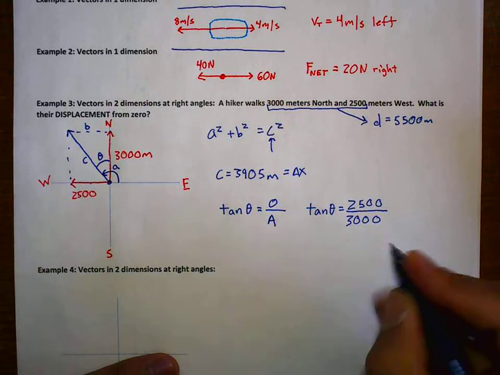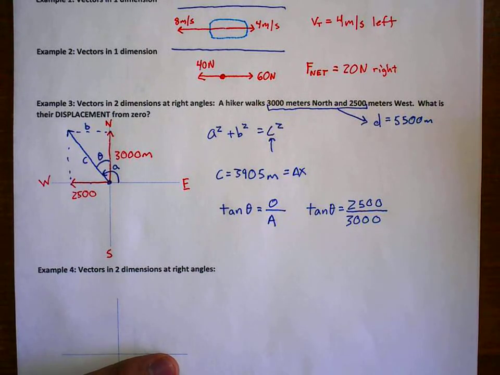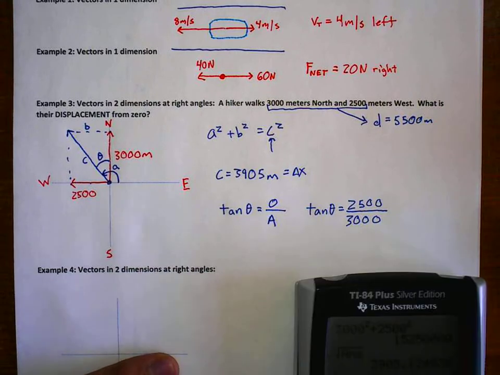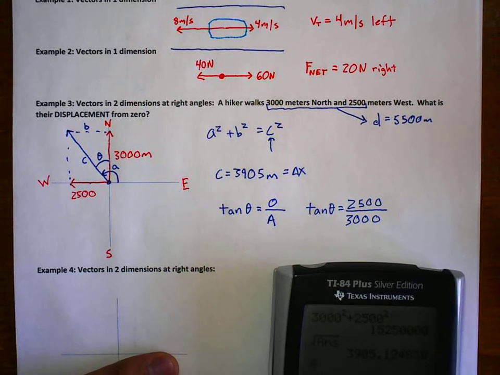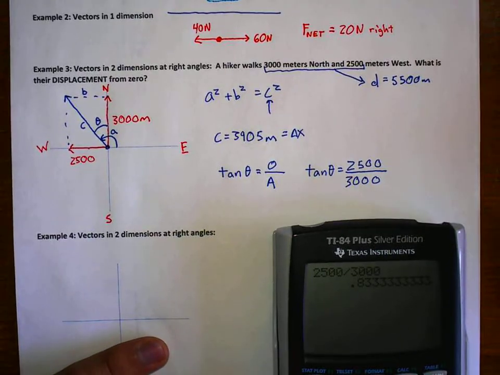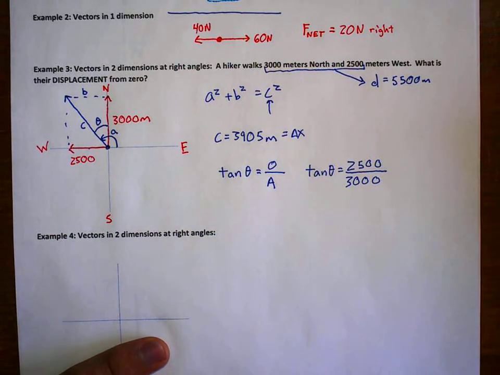So how do I undo a tangent? I inverse tangent it. So I can't just divide these and get a number. If I do that, 2,500 divided by 3,000, I get 0.83. That is not the answer. What I have to do is second tangent or inverse tangent of that number. So 0.8 and a bunch of 3's. Now I get my angle. So 39.8.